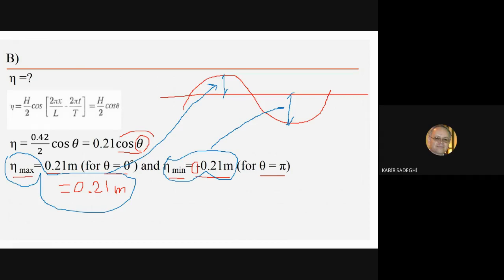And if you put the Cartesian coordinate here, this was theta. Theta here was 0. Here was pi. Therefore, we found one parametric formula for eta, which was 0.21 cosine theta. By applying different values of theta, we find different values of eta, which is maximum at theta equals 0 and minimum at theta equals pi.